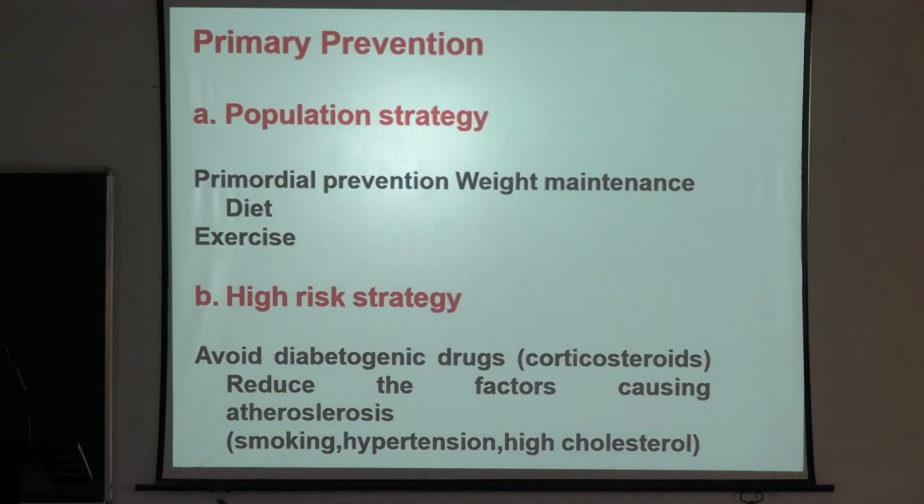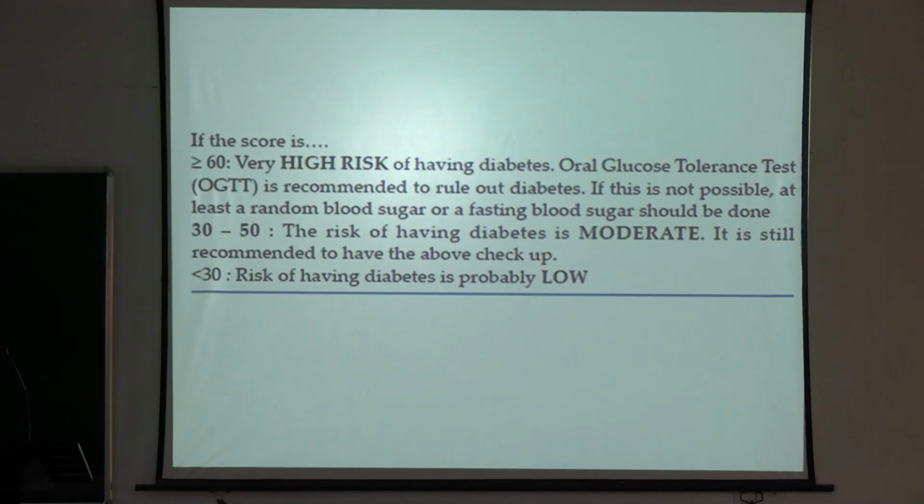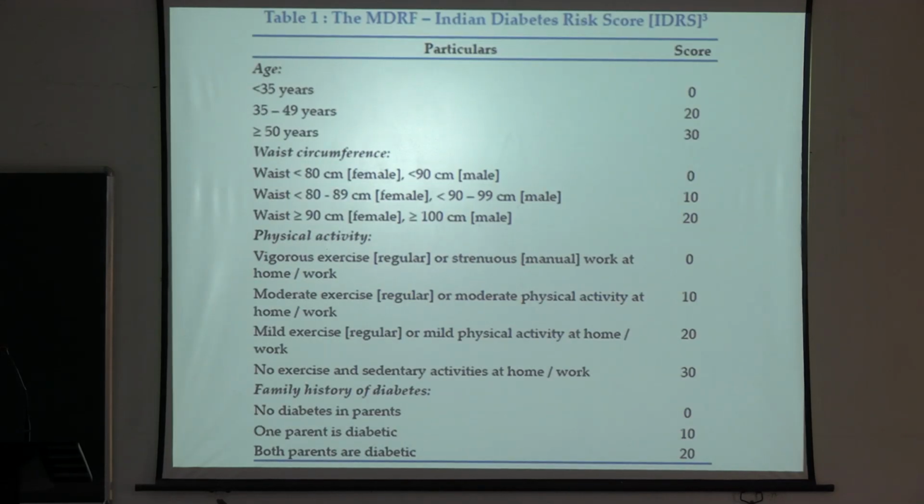So prevention, you have a population strategy which includes primordial prevention, weight maintenance, and diet and exercise. High risk strategy: avoid diabetogenic drugs, reduce the risk factors causing atherosclerosis. So this is the Indian diabetic risk factor score. The most important here are the factors which can be modified: physical activity and waist circumference. You cannot modify your family history, you cannot modify your age. So the second and third points are the most important.